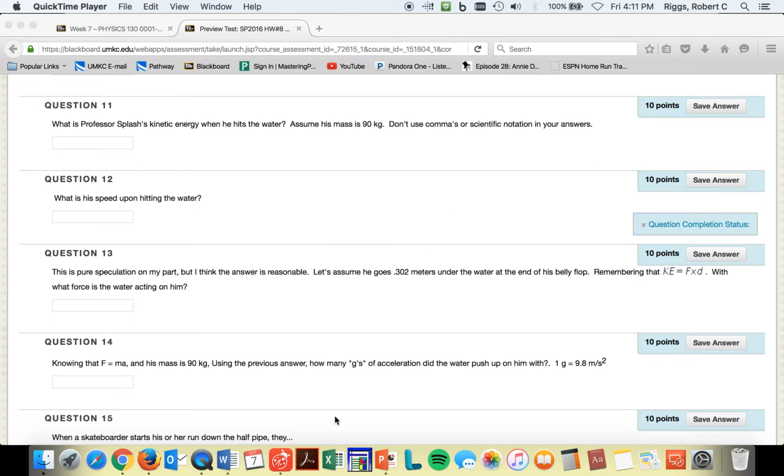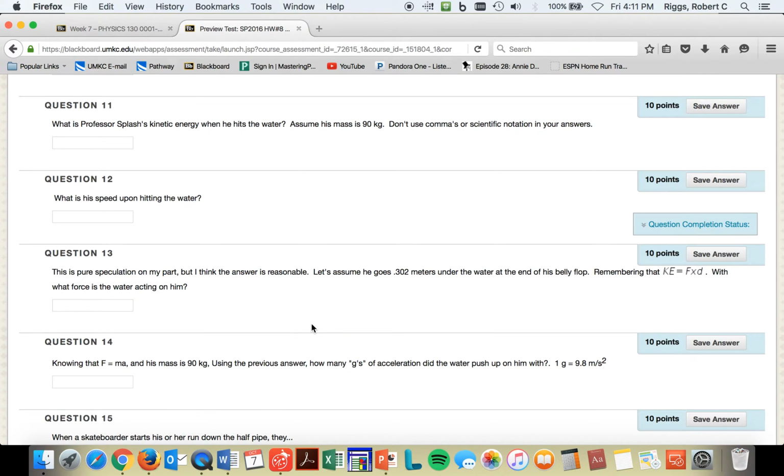All right, let's look at problem 13, where this is pure speculation on my part. But I think the answer is reasonable. Let's assume he goes 0.32 meters under the water at the end of his belly flop. Remembering that the energy he hit the water with equals force times distance, and that's the amount of energy that's going to be required to bring him to a stop. With what force is the water acting on him?